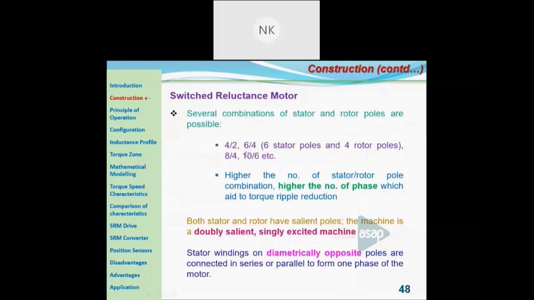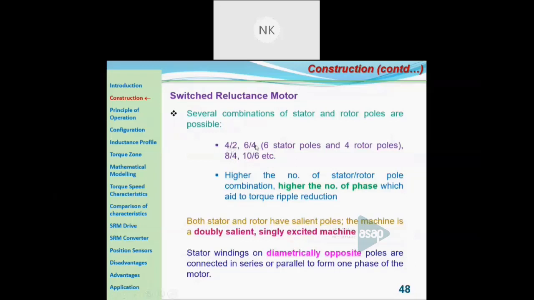And you can have either 4x2 or 6x4. 4 represents the stator poles and 2 represents the rotor poles. Here also you can have 8x4 or 10x6, etc. So that means the stator poles will always be greater than the rotor poles. And how will you get the phase corresponding to this? If you have 4 stator poles, as in 4x2, you will get 2 phases. This is a 2-phase system.